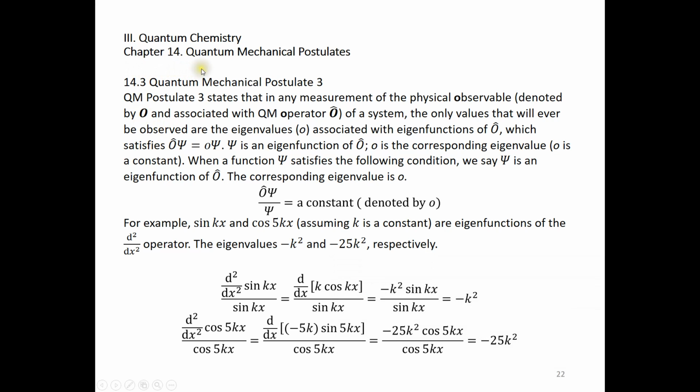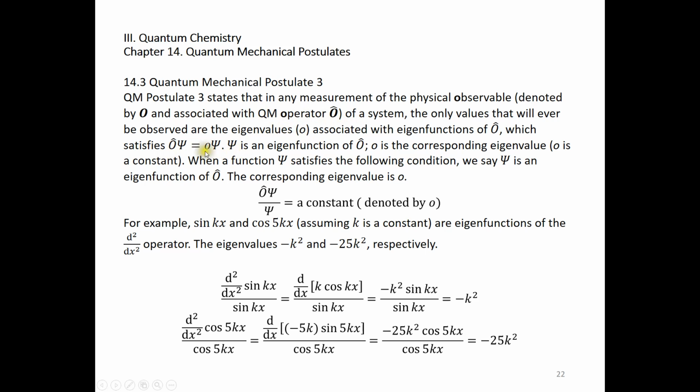Chapter 14, Quantum Mechanical Postulates, Section 14.3, Quantum Mechanical Postulate 3. Quantum Mechanical Postulate 3 states that in any measurement of the physical observable, denoted by uppercase O, of a system, the only values that will ever be observed are the eigenvalues associated with the eigenfunction of the O operator. Again, this O with a caret on top denotes the quantum mechanical operator O.